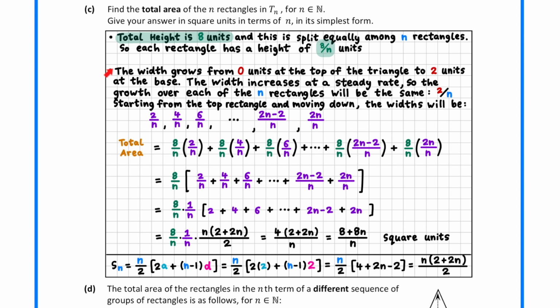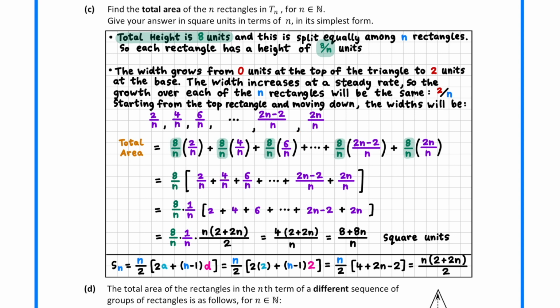The width of the triangle grows from 0 units at the top to 2 units at the bottom. Since the width increases at a steady rate, the increase of width between successive rectangles will be 2/n. In other words, the widths of the rectangles will be 2/n, 4/n, 6/n, all the way up to 2n/n.